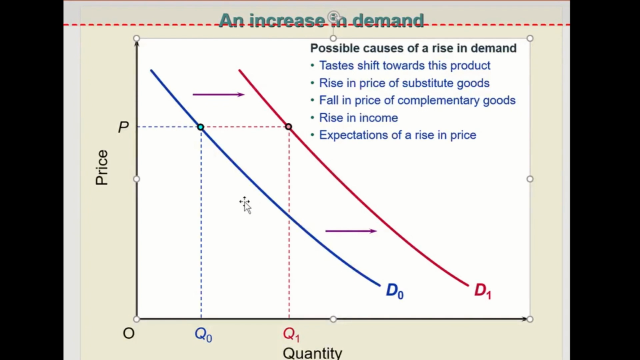So only if the price changes, you have a movement along the demand curve. When other determinants, other than the price, change, then you have a shift of the demand curve, and it depends on the effect. If it leads to a rise in demand, you have a shift to the right. When it leads to a decrease in demand, you have a shift to the left.